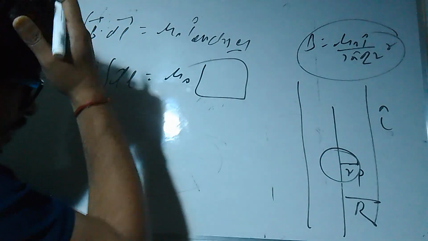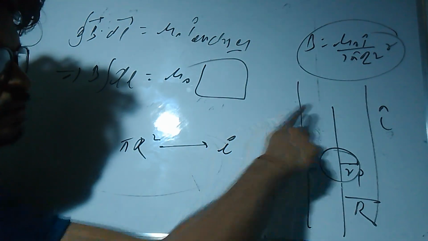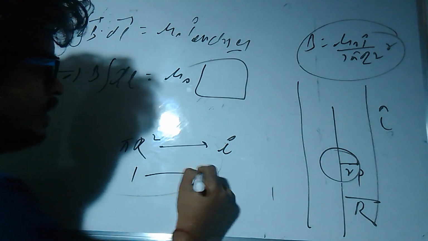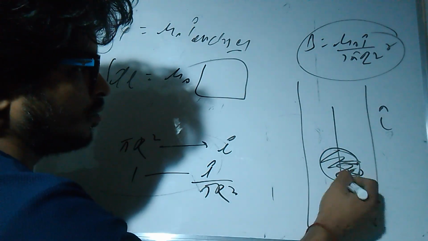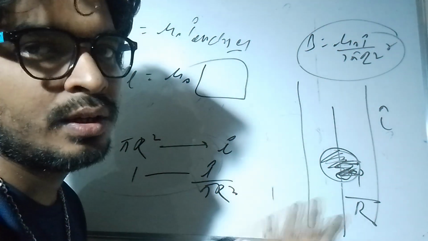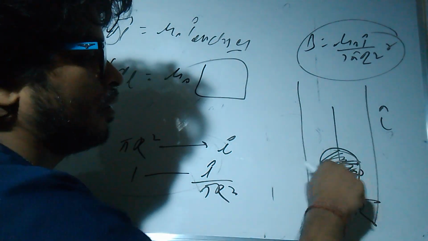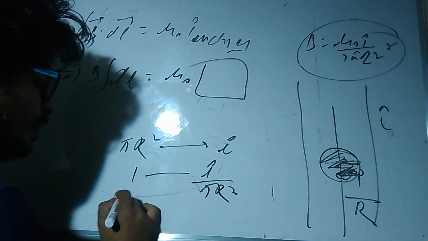See, total area is pi R square, and total current is I, no issue in it, because pi R square is the area of the cross section of the wire, and current I is flowing through the wire. So I divided by pi R square. We want to find what amount of current is going through it. Even the charge can be found by dq by dt, but right now I want to find out the current through it. So what is the area for this? Pi r square.